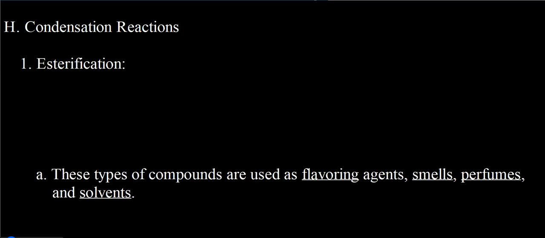So for esterification, formation of an ester, the reaction involves a primary alcohol. So it's got to be primary alcohol with a carboxylic acid. So let me drop some structural formulas and we'll see how this reaction occurs. So again, R is just a carbon or many carbons.